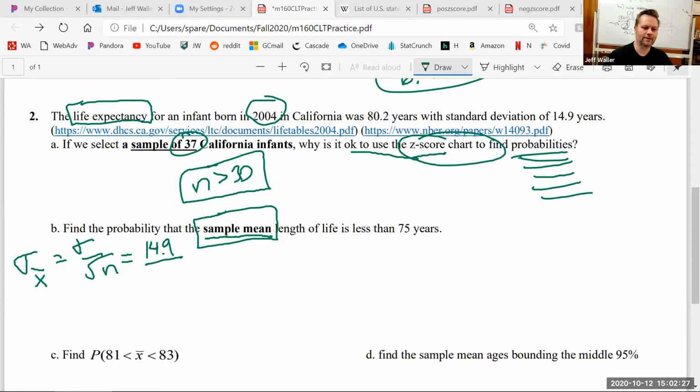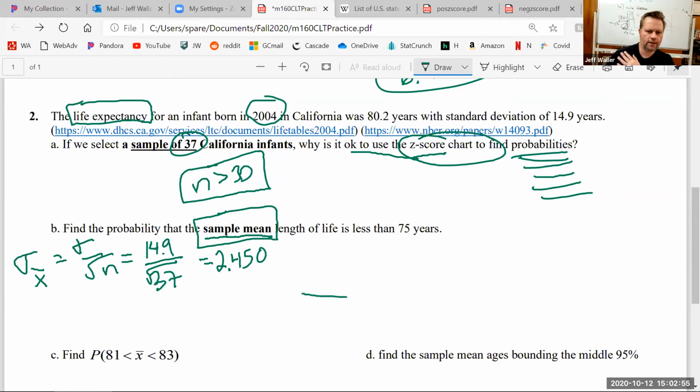Divided by the square root of the sample size, which in this problem is 37. All right. And then what do you guys get for that? I get about 2.450. All right, I can deal with that. 2.450, I like it. Does that jive with everybody else?